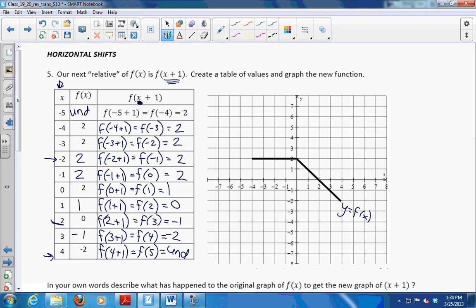So if I plot these values, I get negative 5, 2; negative 4, 2; negative 3, 1; negative 2, 1; and then 0, 1; 1, 0; 2, negative 1; 3, negative 2; and 4, undefined. So this is my new graph. We were correct in our guess that we were going to move the graph left and right because we were changing the x value. But is this what you would have predicted to happen? What would you have predicted?